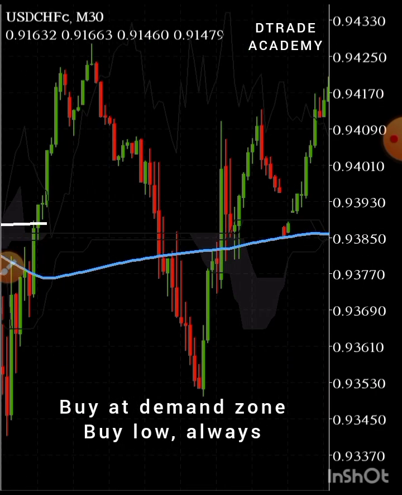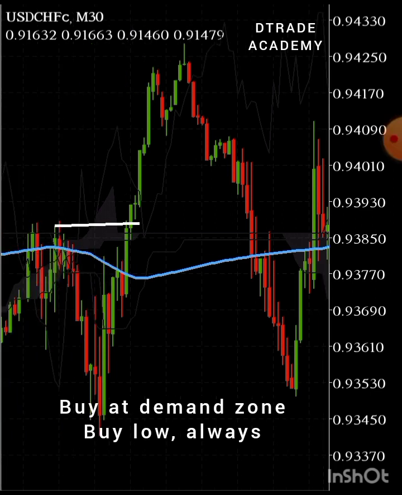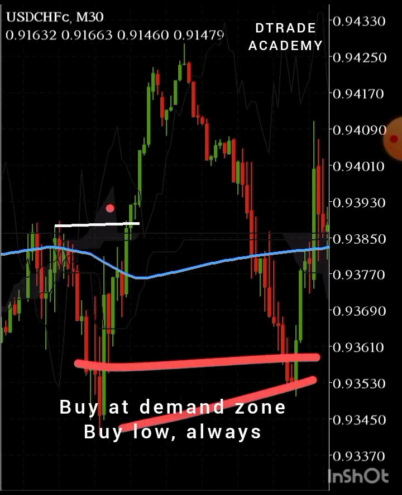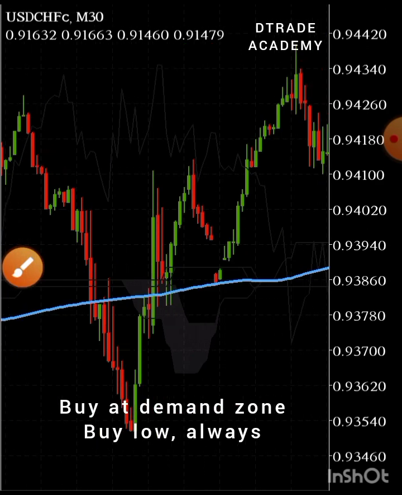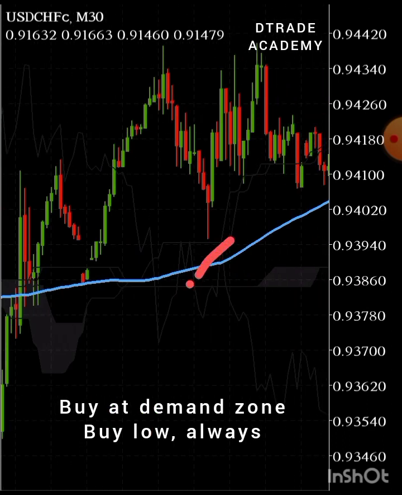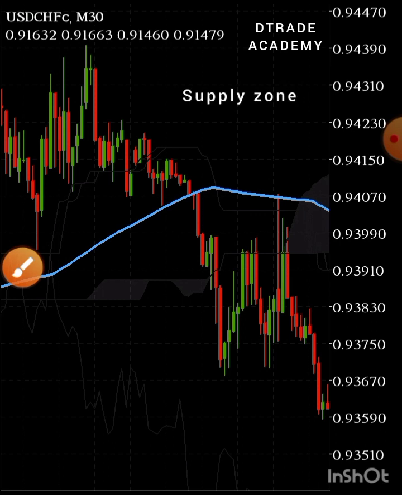Demand areas are where we buy low. That is why when price breaks this structure and comes down to our demand zone, this is the lowest point where you can place your buy trade and you stand to make huge profits. Now supply is the highest point where you stand to sell. Like you want to sell in the market, you sell high at a higher price. So it's the highest point.